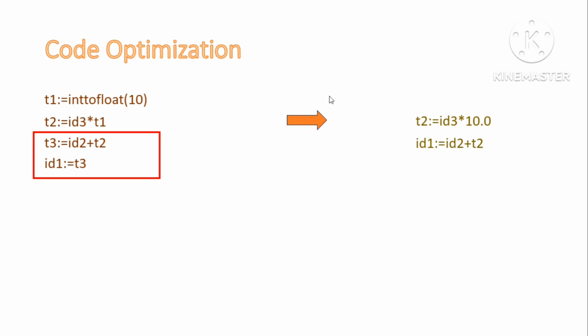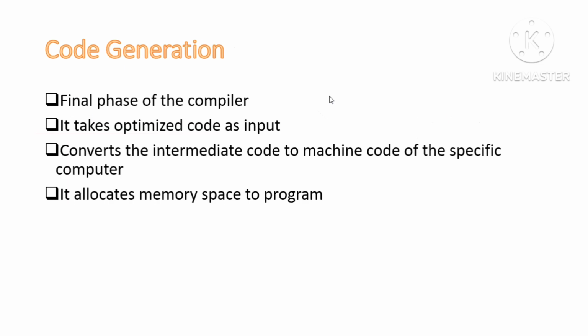So T3 is having unwanted space here. Two times I take the copy of the value and transfer it to ID1. So directly I can just put the result of ID2 plus T2 in ID1. So that's what has been done here. So this is called code optimization.